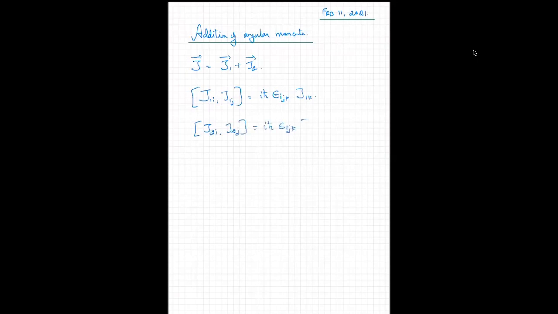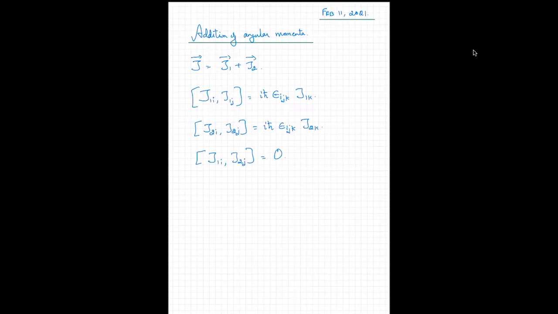Now, in general, J1 and J2 live in two different Hilbert spaces and have nothing to do with each other. Which means the components of J1 and the components of J2 commute. It is only the components of the particular angular momentum that we are talking about that do not commute. Components of two different angular momenta obviously commute because they have nothing to do with each other.